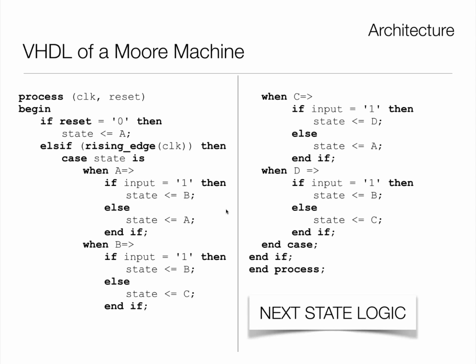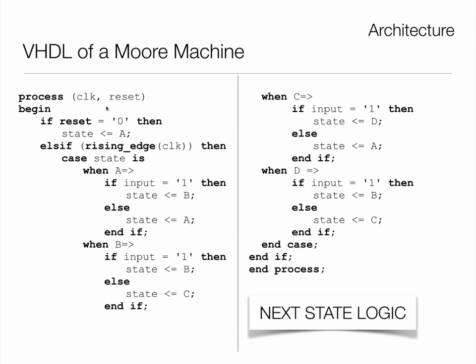So I know this is a bit long, but let's see if we can get through it. So the process block has a sensitivity list with the clock and a reset. Now the Moore machine has, in this case, two process blocks, as you'll see. One for next state and one for the outputs. So this is concerning the next state logic. So this is the asynchronous bit.